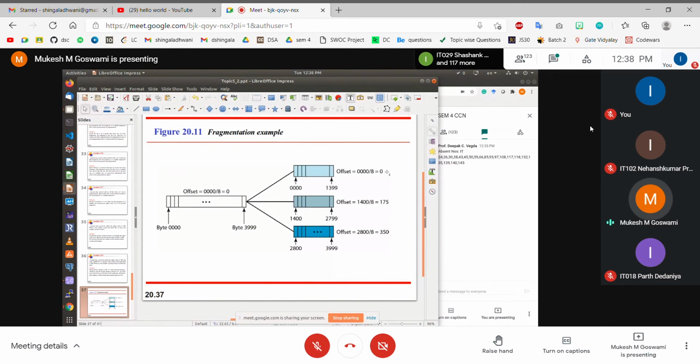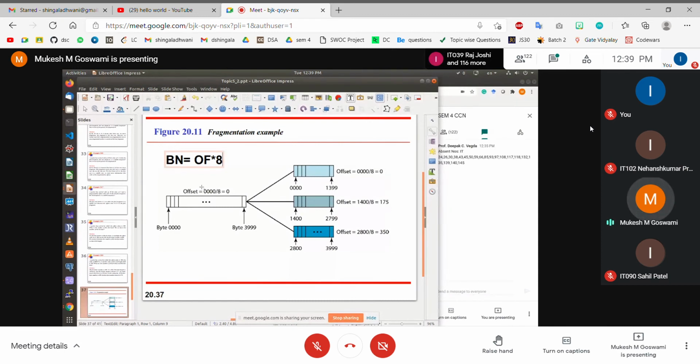So byte number divided by 8 is the offset number. I hope you understand this relation. That byte number is equal to offset multiplied by 8, right? Offset multiplied by 8. So if I want to get a byte number, and I am given the value of offset, I'll say offset multiplied by 8. This gives me the byte number.